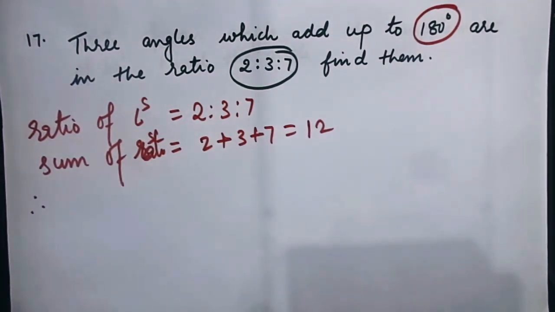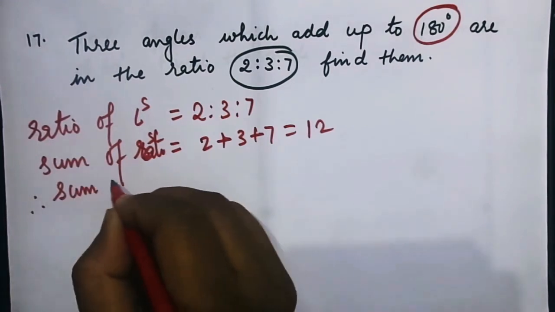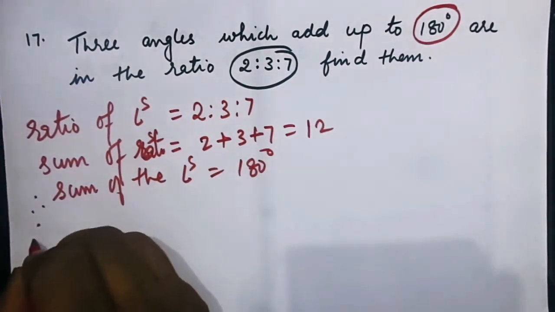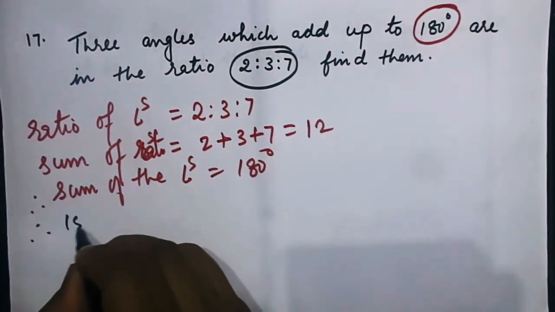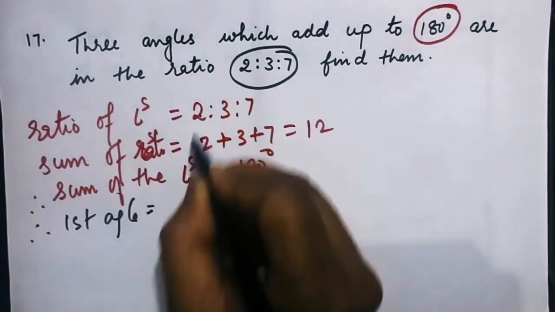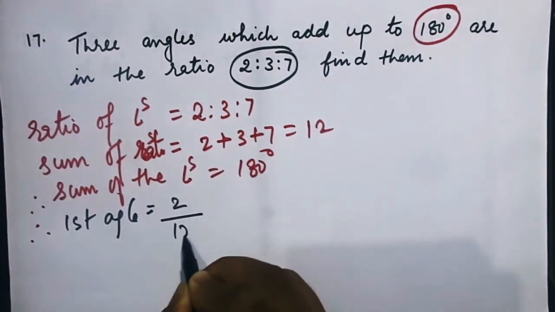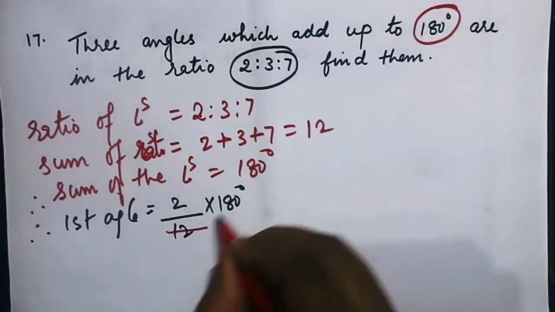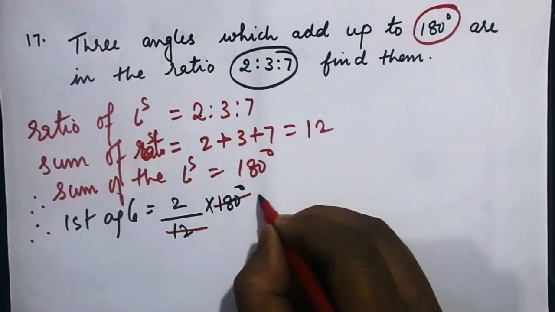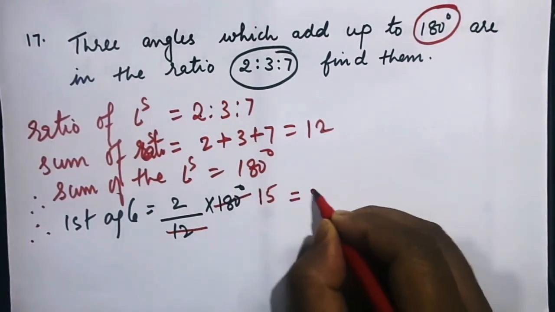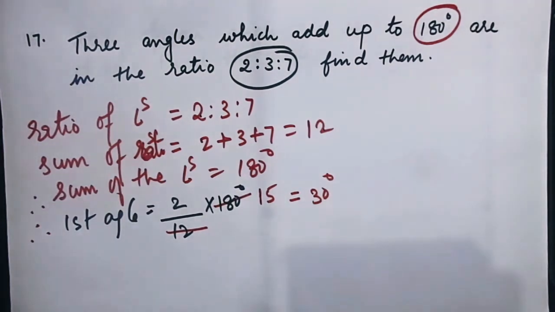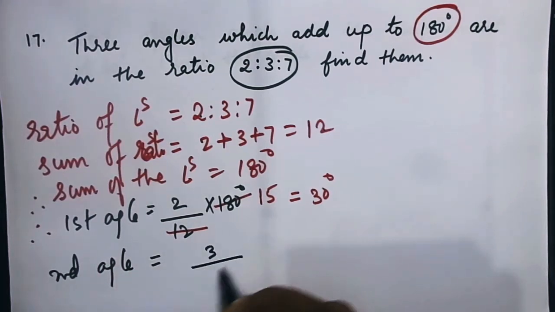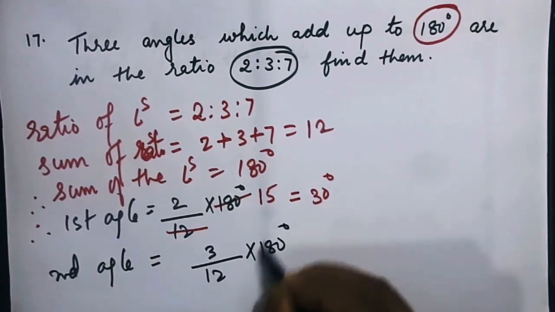And how much have they given you? Sum of the angles. So my dear, sum of the angles is equal to 180 degree. Therefore, my first angle will be equal to 2 by 12 into 180 degree. So 2 1 times 5 times is equal to 30 degree. And what about the second angle? So the second angle will be 3 by 12 into 180 degree.